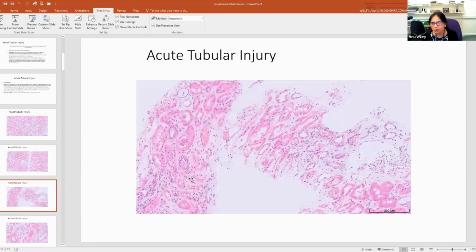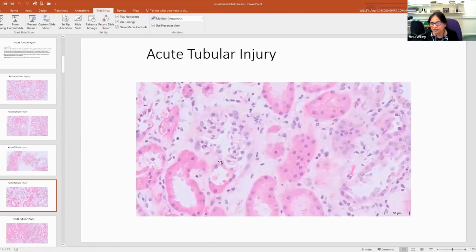This is an early one where it hasn't managed to form the debris, but you see only early coarse vacuolation of the tubular epithelial cells. Again, this one is a slightly later stage, and although some of the tubules are still dilated, you can see that the tubular epithelial cells have started regenerating, and you can actually see a normal mitotic figure in one of the tubular epithelial cells. So that is when the tubules have started to regenerate, and it's called resolving acute tubular injury.